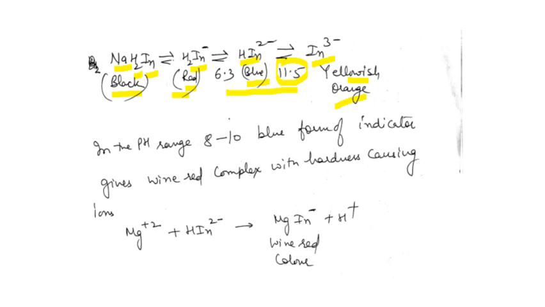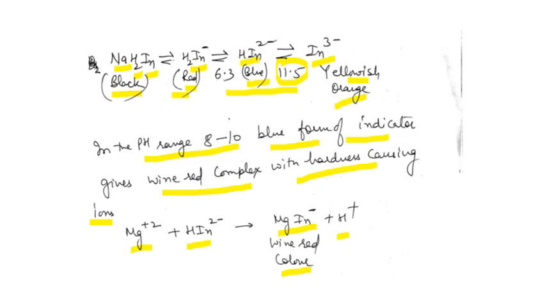As we are maintaining the pH in the titration at 8 to 10 or nearby 10, which EBT form dominates? The blue form, because we are maintaining pH 10, so the blue form of EBT participates. The blue form of the indicator gives a wine red complex with the hardness causing ion. The wine red complex is an unstable complex. If hardness is present and this is the EBT blue form, it reacts to form this wine red colored unstable complex. This is not a stable complex like EDTA.